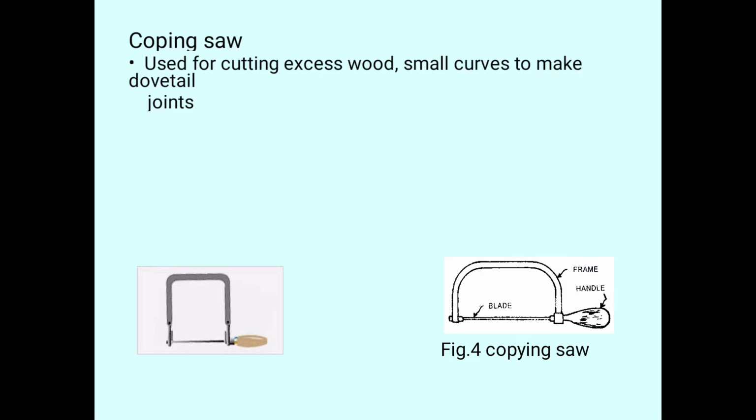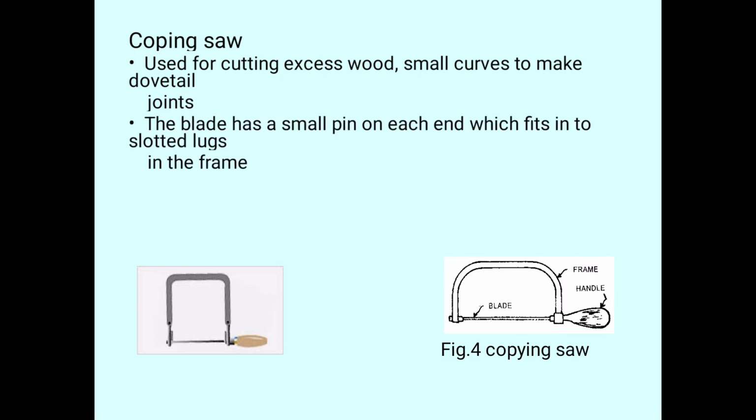This coping saw is used for cutting excess wood and small curves to make dovetail joints. Whenever we require dovetail joints, at that time we can prefer the coping saw, which is used for cutting excess wood. That is nothing but removing the unwanted wood or metal, and preparing small curves to make the dovetail joints.